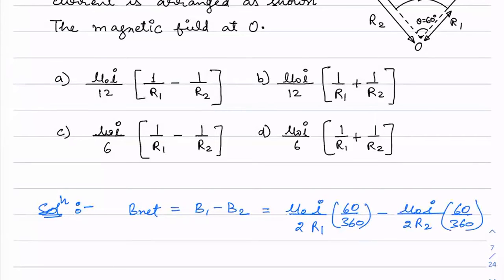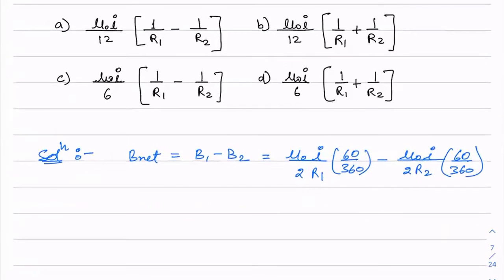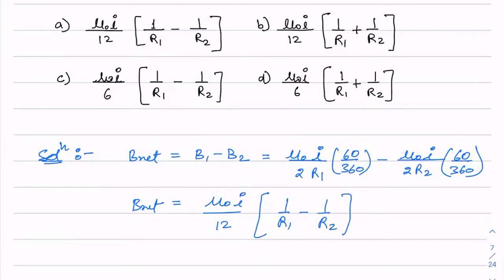Is it okay? Now, 60 by 360 gives me 1 by 6. So outside I can take mu naught I by 12, and inside I'll have 1 by R1 minus 1 by R2. So this is the net magnetic field.